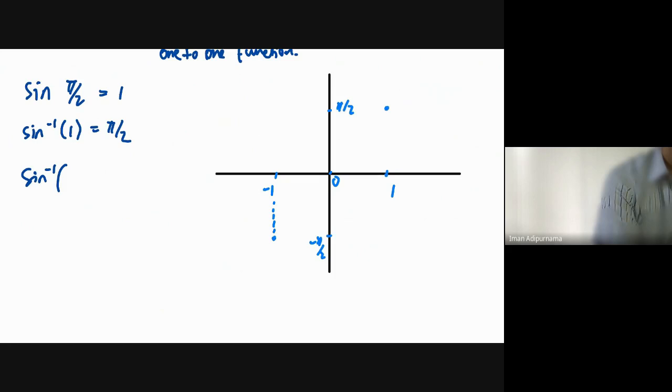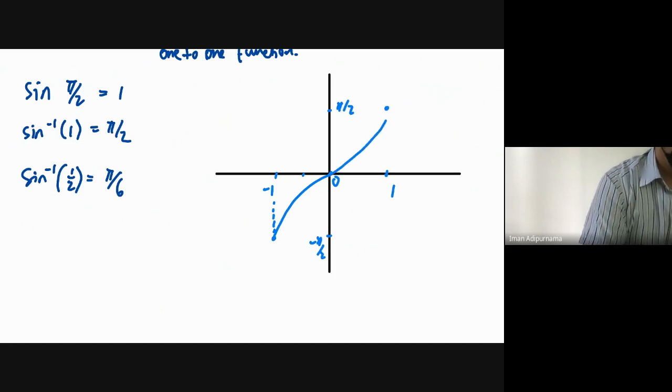sine inverse of a half. This will be what? Pi over 6, right? So maybe that will be around, so half is here, and pi over 6 maybe around here. So you got this. Yeah, around like that. Okay.